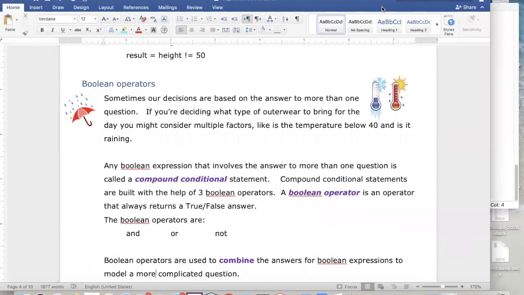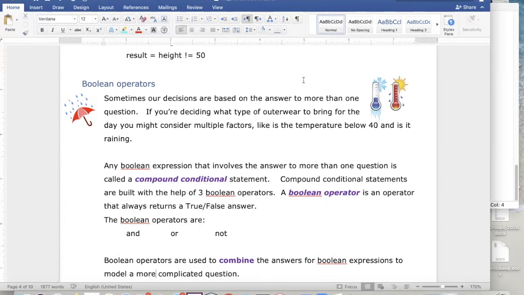Now let's look at some expressions that use Boolean operators. Sometimes our decisions are based on the answer to more than one question. We can think of each of the relational operators that we apply as answering a single question, like is the height equal to 48, or is the threshold bigger than 60? Sometimes we want to combine multiple factors, like is the temperature below 40 and is it also raining?